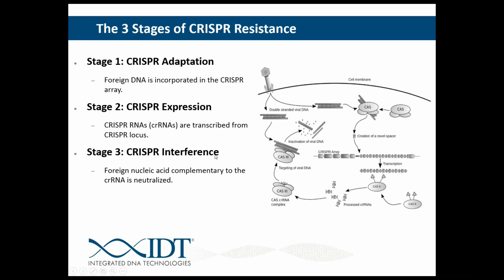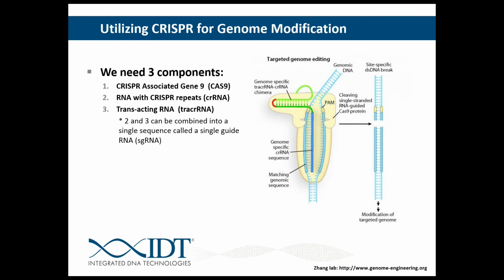So this is all well and good for the prokaryotes, but it's even more interesting, I think, for us as researchers. The reason for that is we can take these components and use them to target and create double-strand breaks in DNA. To do so, we need three different components. We need the Cas9 gene from the CRISPR array. And this is the gene that actually holds everything and scans along the DNA.